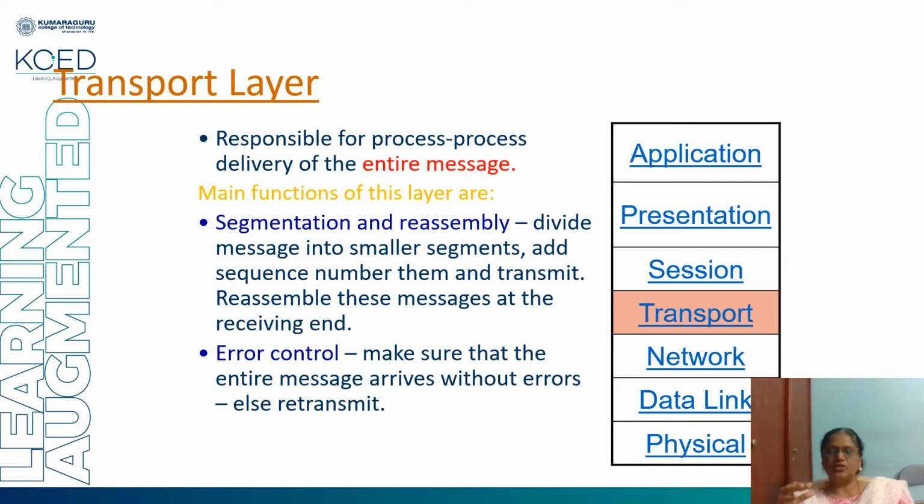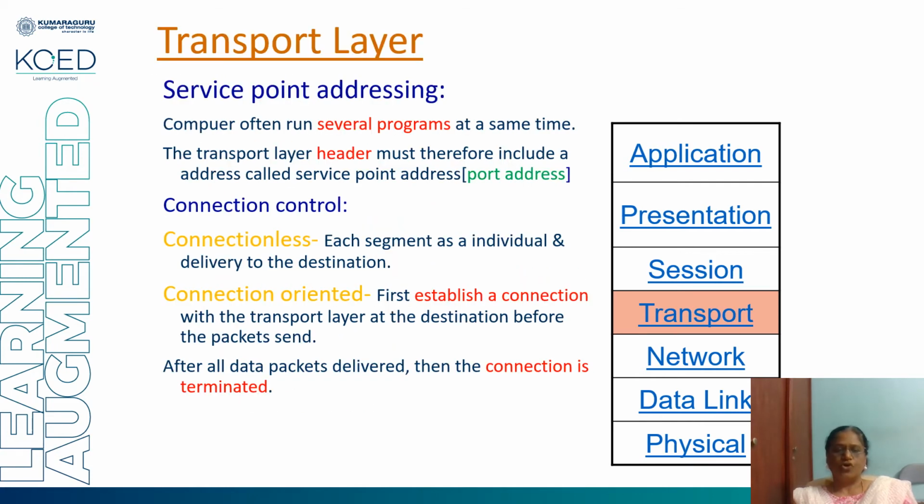Next function is error control. We have already seen what error control and flow control are in the data link layer. The functionality is the same. Error control deals with loss, damage and duplicate frames. Flow control deals with the flow between a fast sender and a slow receiver. Then why do we need two different error control and flow control mechanisms, one in the data link layer and another in the transport layer? Yes.